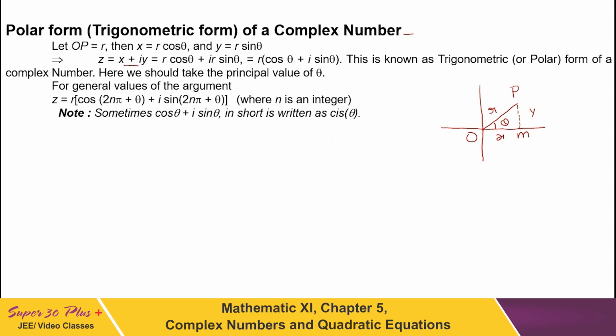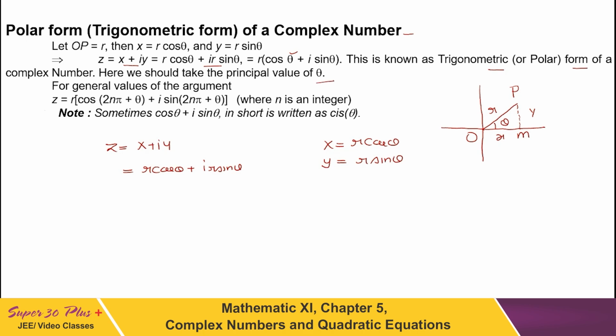Now according to this diagram, x is equal to r cos theta and y is equal to r sin theta. Then the complex number z is equal to x plus iota y can be written as r cos theta plus iota r sin theta. Now r is a common factor, so it is r times cos theta plus iota sin theta, where theta is the argument. This is known as the trigonometric or polar form of a complex number. Here we take the principal values of theta.